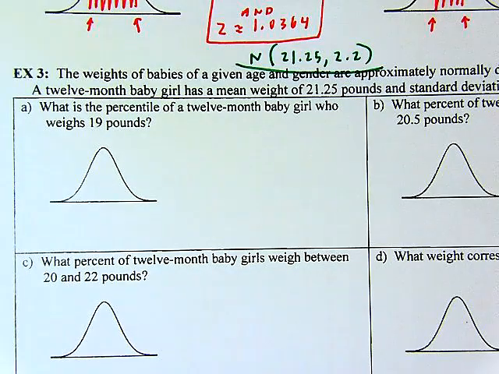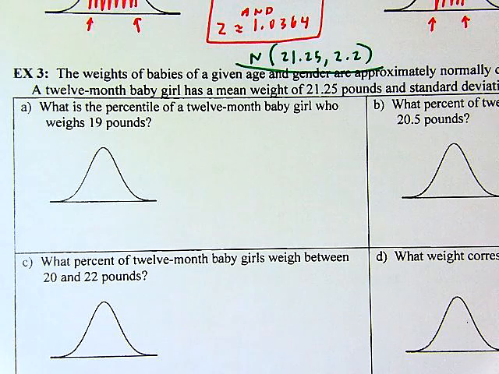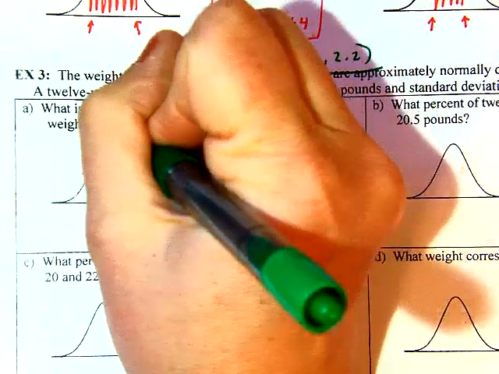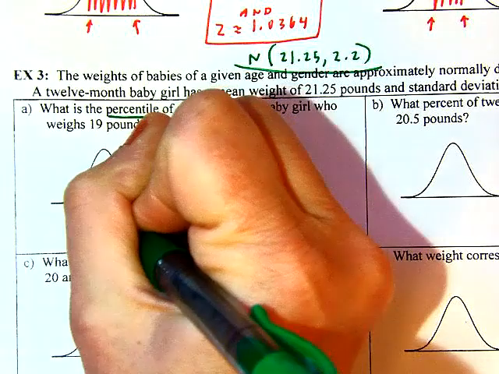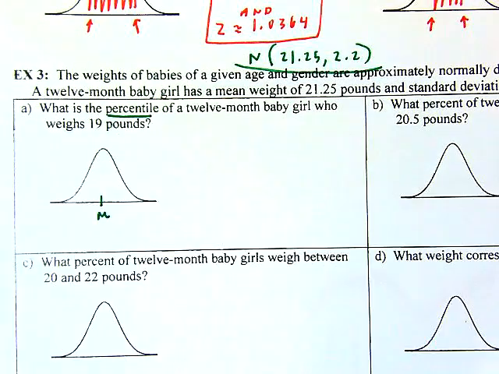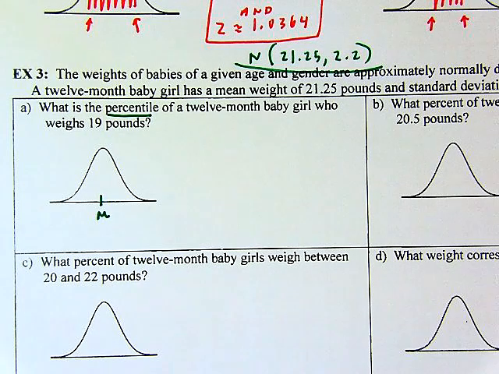Okay, so here now, again, now I have data, right? I'm not just looking at z-scores. So here I have data that's going to actually help me move faster. So what is the percentile of a 12-month baby girl who weighs 19 pounds? Okay, so again, I'll just visualize this. It's not required, but it just helps us to see what we're solving for.